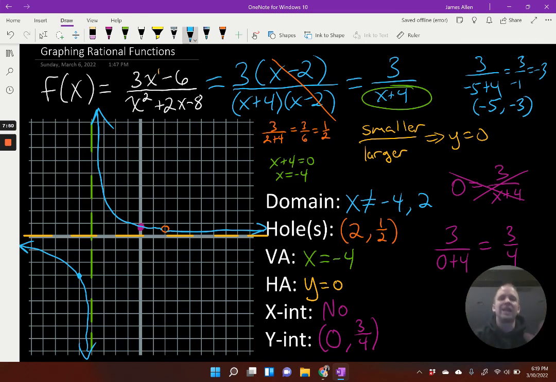Wonderful. Perfect. Like this beautiful graph. I hope you guys loved it. There's always some different things with each one, so we'll do a few examples.